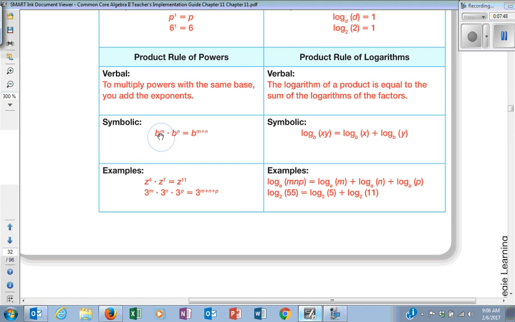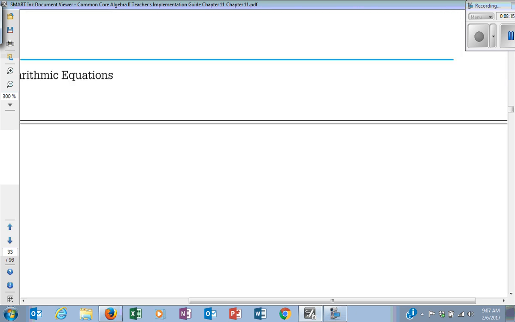This is what it looks like when you have it in exponential form for the product rule. We talked about same base: you add the exponents. They both have the same base right here. And so then what it becomes is log base b of x plus log base b of y, just like this, where you add the exponents. And then you have the quotient rule, where you divide them.